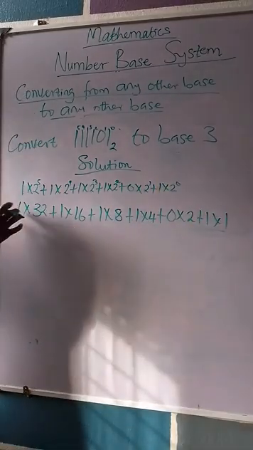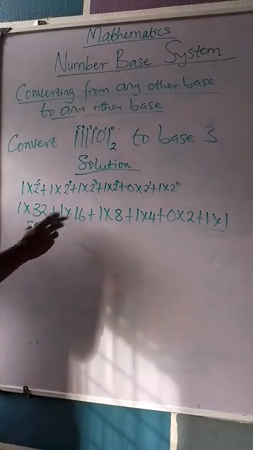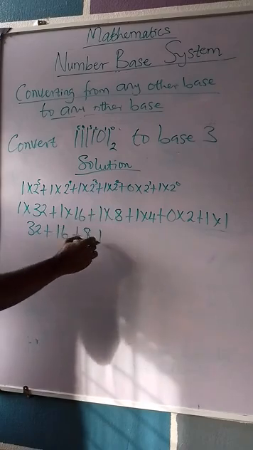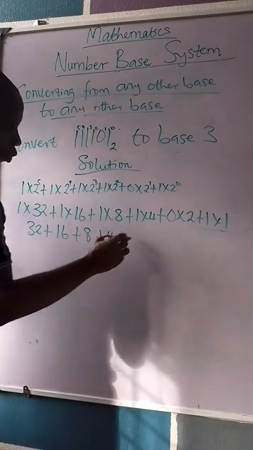You've gotten that. Now let us evaluate this. This time this is 32. Plus this time this is 16. Plus this time this is 8. Plus this time this is 4. Plus this time this is what?